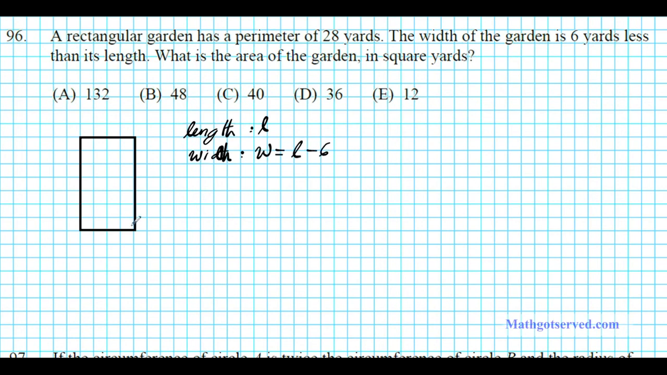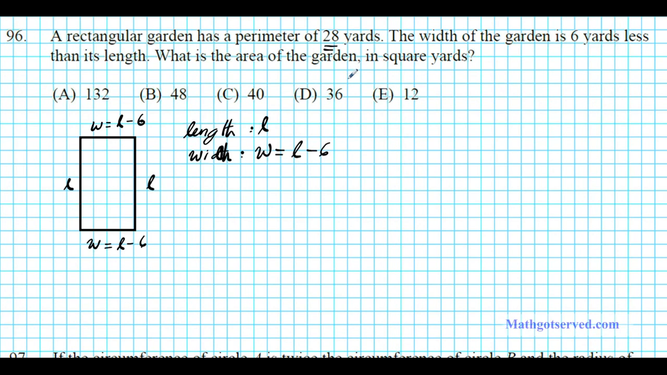Okay, so in this sketch that we have right here, this is our width, this is our length. Our width is also L minus 6. We do not want to forget that. That's the length, and that's also the width, which is length minus 6. Now we want to formulate an equation. The perimeter can help us to create an equation.